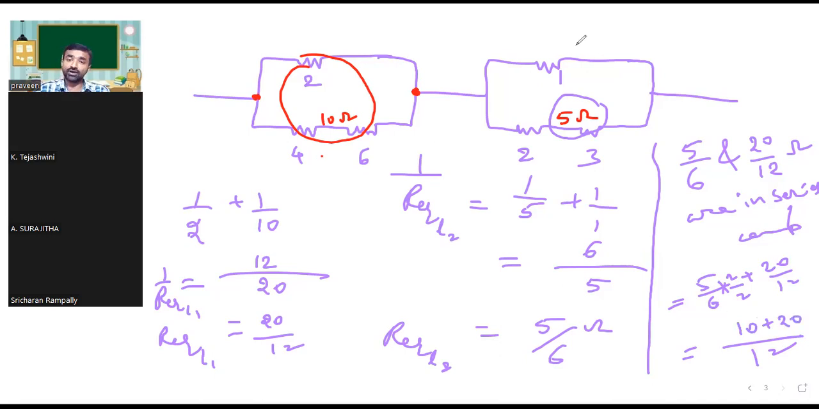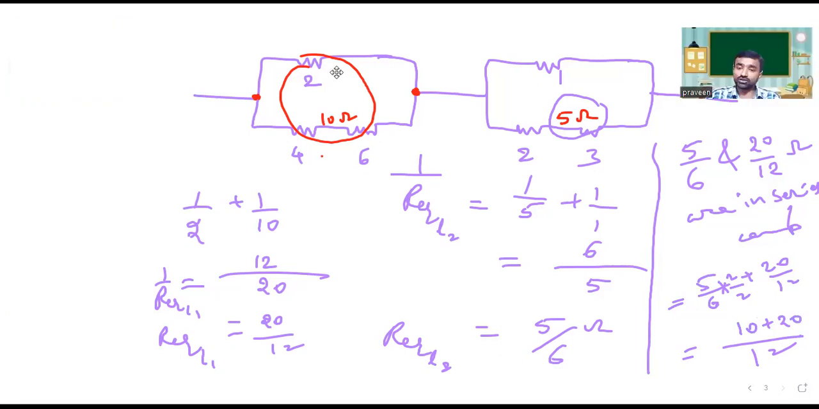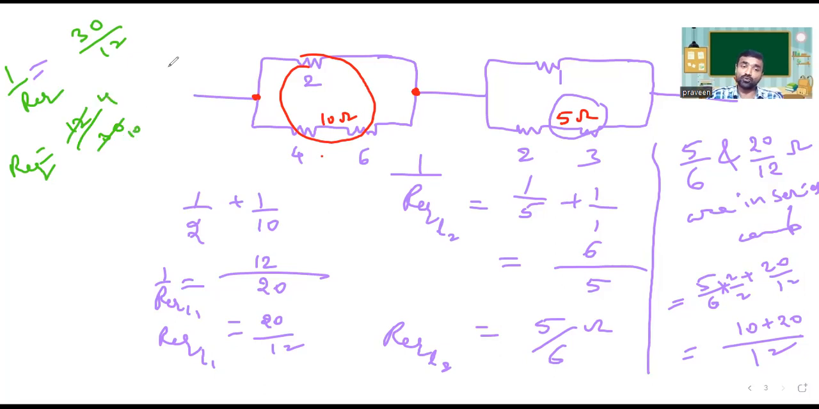Then the value I got is 20 plus 10, 30 by 12. It is the reciprocal, right? Then what to do? Writing the reciprocal for the value I got. So what will I get? 20 by 30. Cancelling 4, 3 4s are 12, 3 10s are 30. So 4 by 10, that will give you 0.4 ohms.